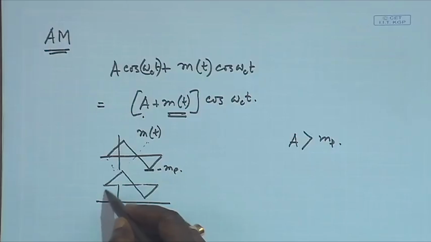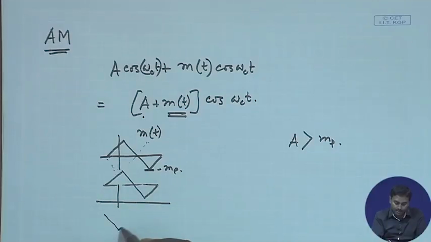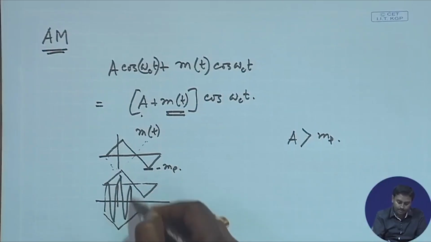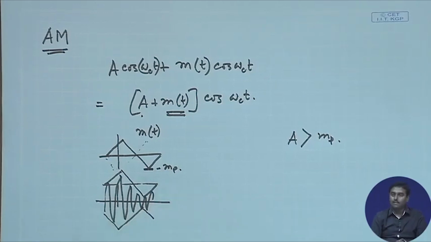But once we avoid that phase reversal, what will happen? Now if I multiply this with cos omega_c t, my envelope will look like this, and inside it the carrier will be flowing. And we know that we have avoided zero crossing, so there will be no zero crossing inside, okay, and there will be no phase reversal inside. Fine.